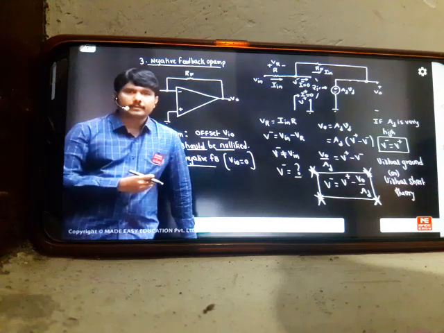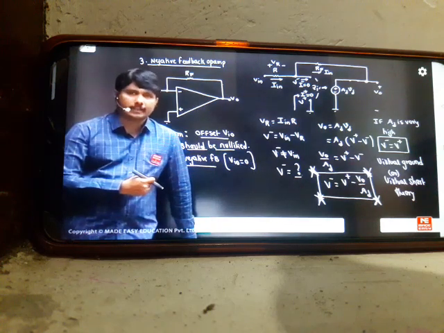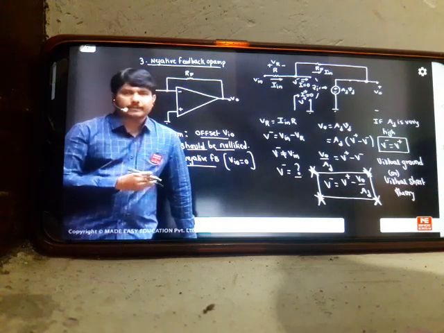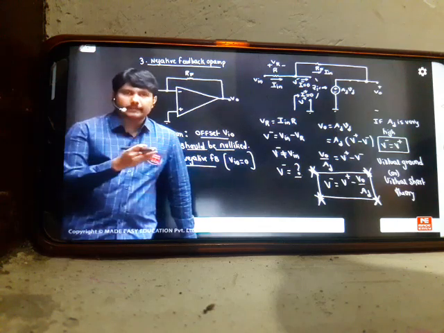Whenever the question is under negative feedback, then only we can apply the concept called virtual ground or virtual short theory in electronics. If it's a positive feedback, we have to go for comparator. If it's an open loop system, we have to go for the comparator principle. If it's a negative feedback, we have to go for virtual short.